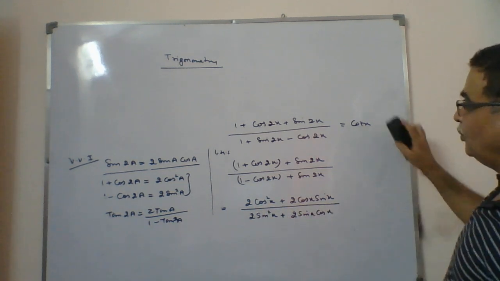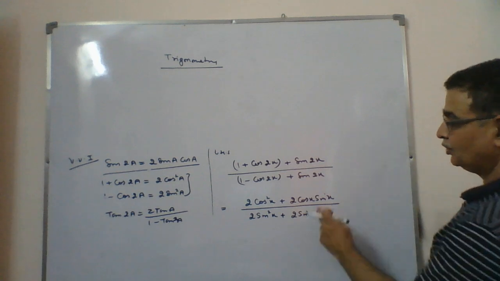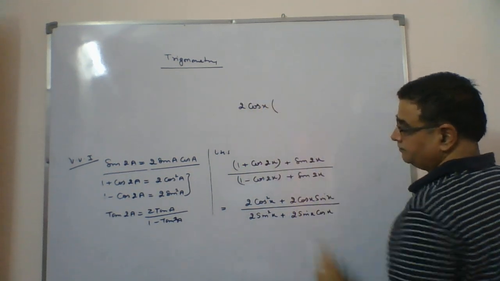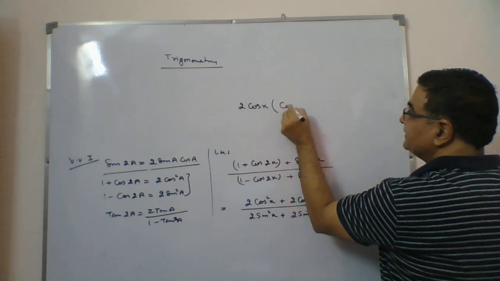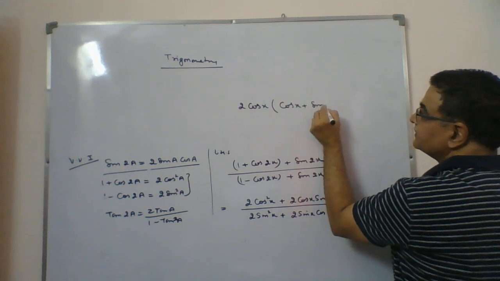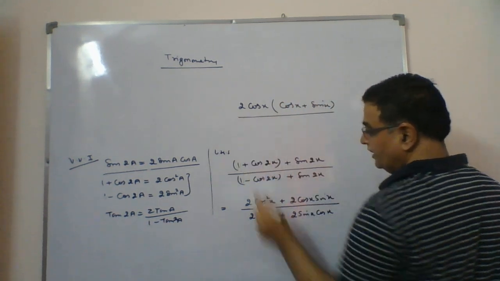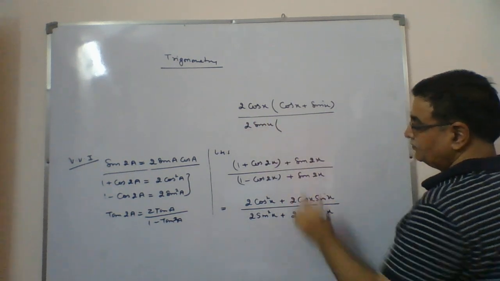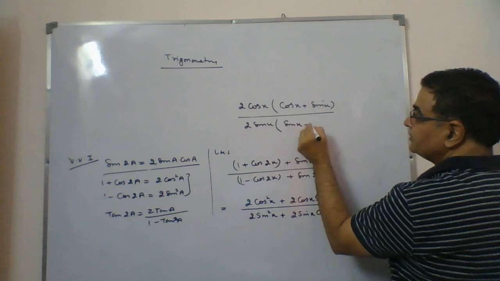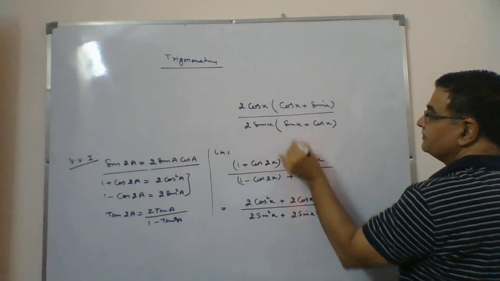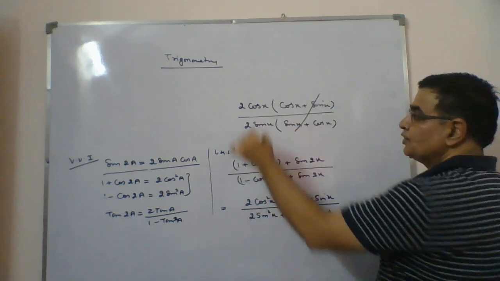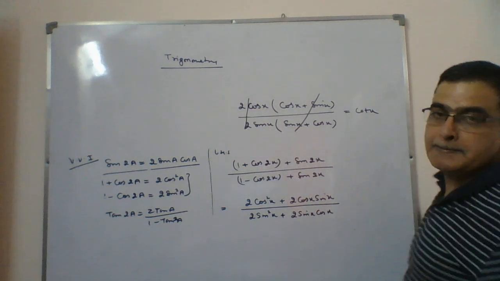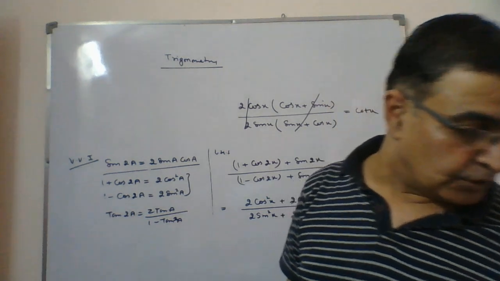Now when you solve it, just check what result comes here. 2 cos x will be common. It will be cos x plus sin x. Here we will take 2 sin x common. Then it comes out to be sin x plus cos x. These two get cancelled out. 2 gets cancelled out. Your result is coming cot of x. So this way also you can do this question.